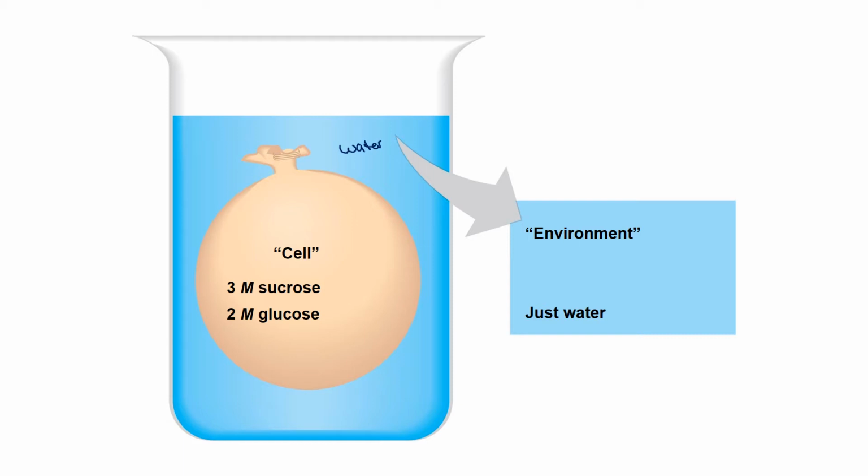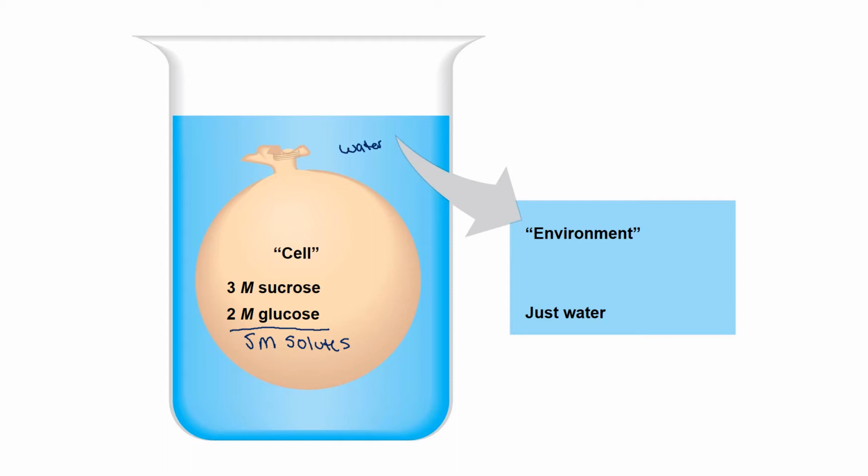Now, let's say that both sucrose and glucose can cross the membrane. Okay, so both sucrose and glucose can cross the membrane. And we can see here that we have a total of 5 molar solutes. Okay, so sometimes it's beneficial to add them up so that we know the overall movement of water.